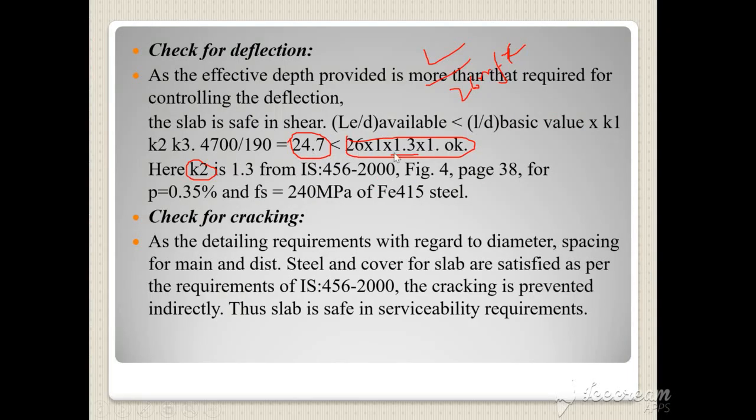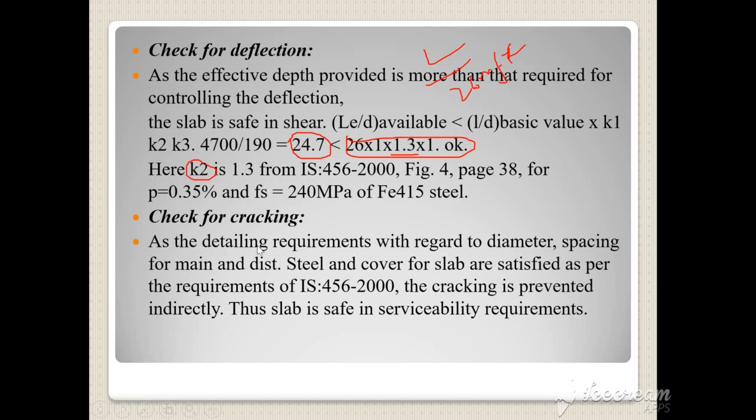This 26 MFT is as per figure number 4, IS 456 2000, page number 38, for percentage of steel 0.35%, fs for Fe 240 MPa. The calculation for fs is also provided in that figure. For Fe415 steel, MFT is coming 1.3. So 26 into 1.3 into 1 is greater than 24.7. That means our design is safe under deflection check.